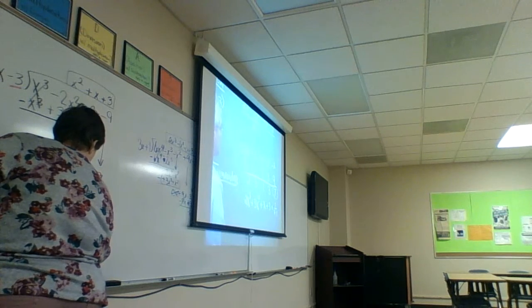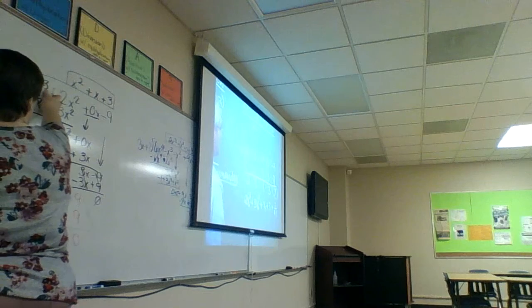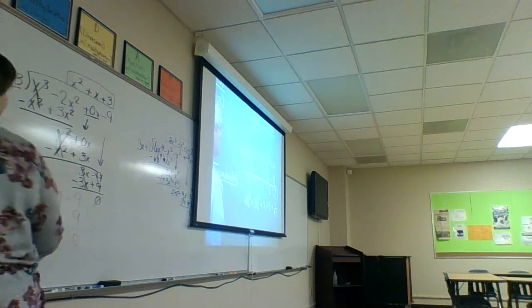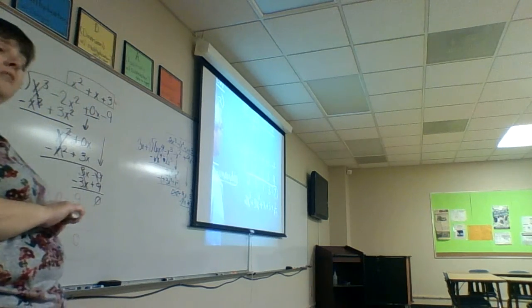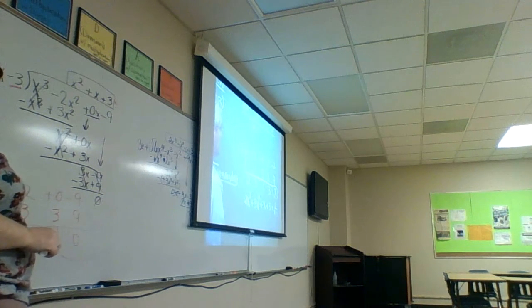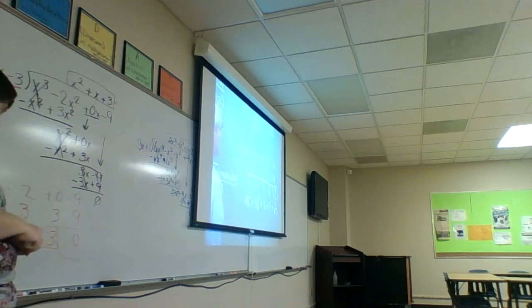-9 plus 9 gives me 0. One degree less, I started with x to the third, so this is going to be x squared plus 1x plus 3. Notice how that is exactly the same as what I got last time. Bring down the first coefficient, multiply, add, multiply, add, multiply, add, multiply, add till you're finished.